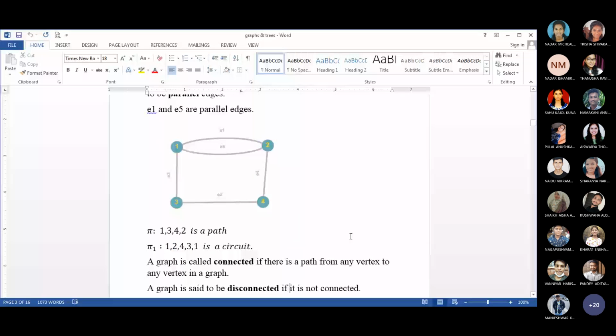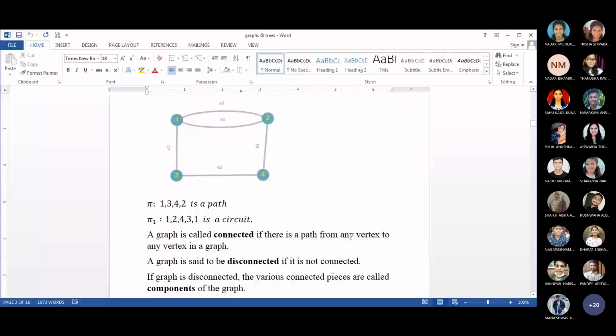Connected graph. A graph is said to be connected if there is a path from any vertex to any other vertex in the graph. In very simple words, it means कि तुम लोग कोई भी वर्टेक्स से कोई भी दूसरे वर्टेक्स पे ट्रैवल कर सकता है. If that is the case, graph is said to be connected.